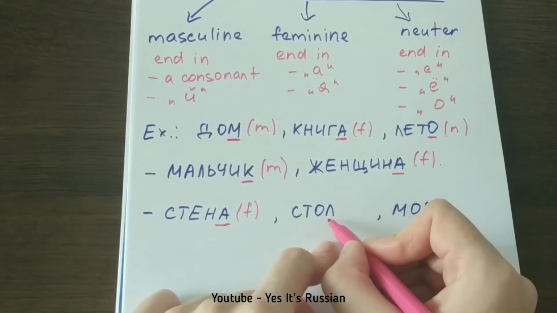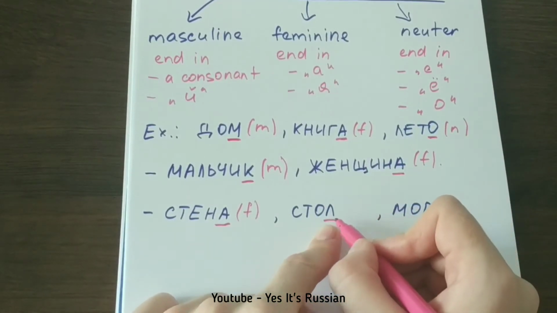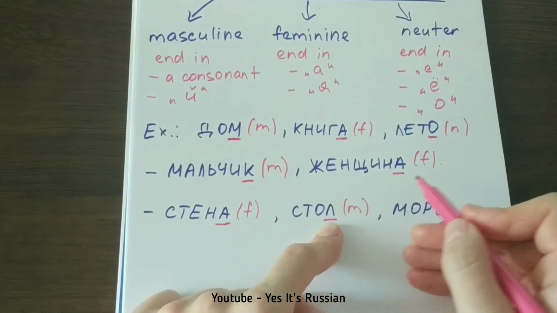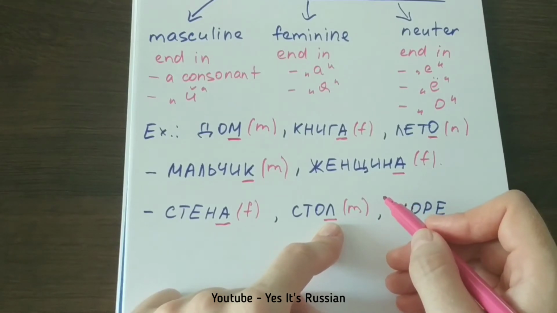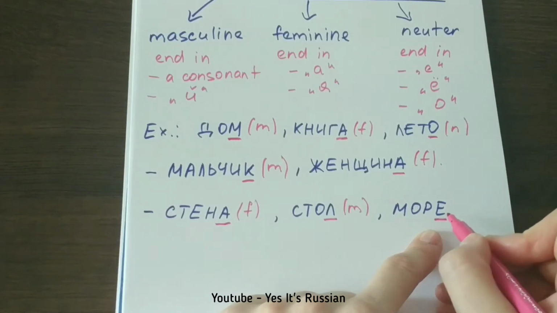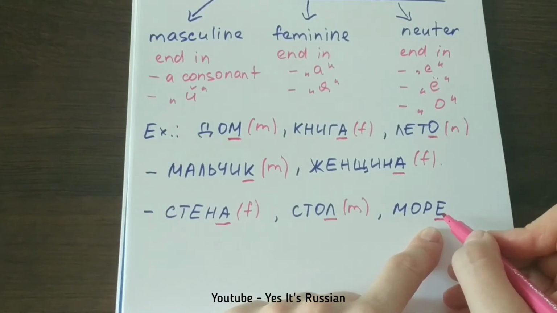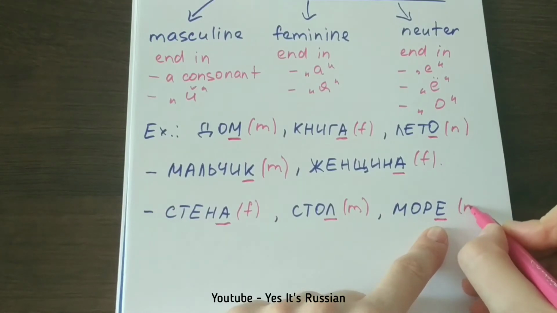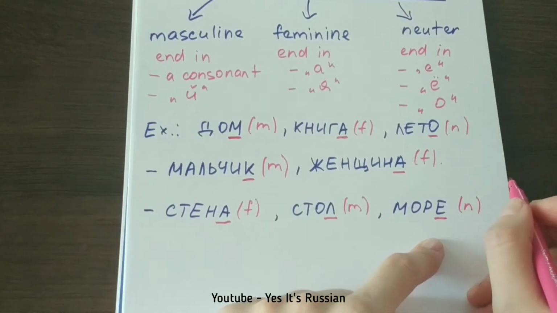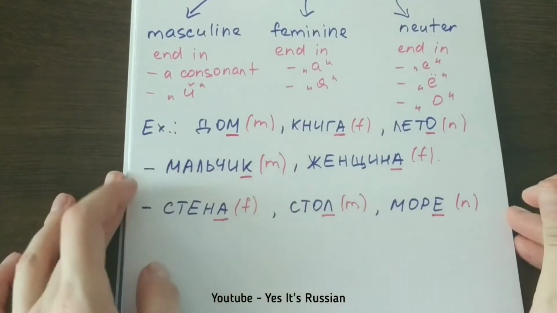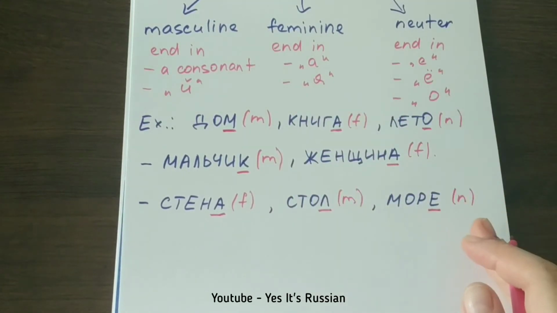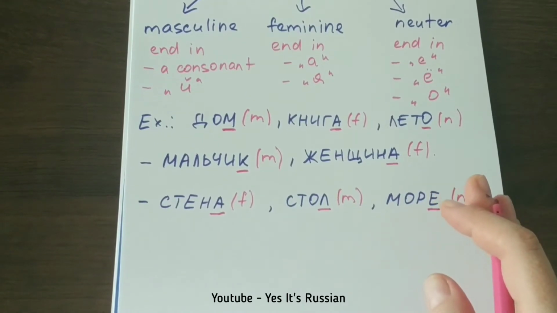The next one is стол, table. A стол is ending in the consonant L, and it is of a masculine gender. No logic why a table is of a masculine gender. And the third one is море, meaning sea, and it is of a neuter gender because it is ending in a vowel ye. Again, why is the sea of a neuter gender? Like, no idea. So I suggest you don't try to find any reason in this whole notion. It is not there. Even Russians can tell you.